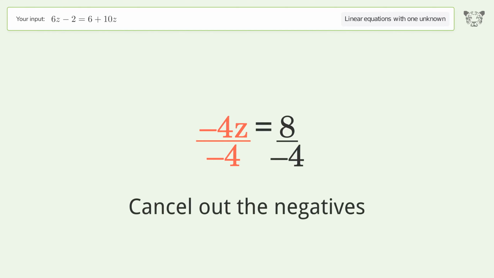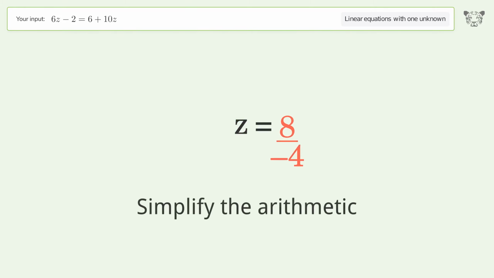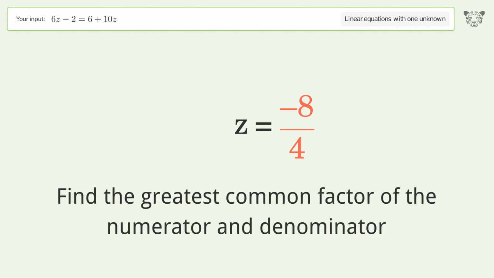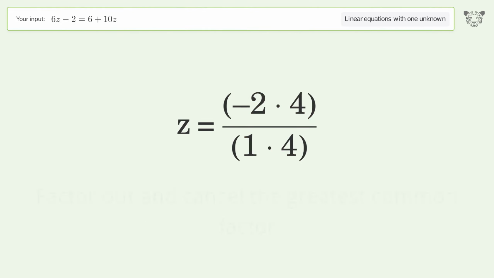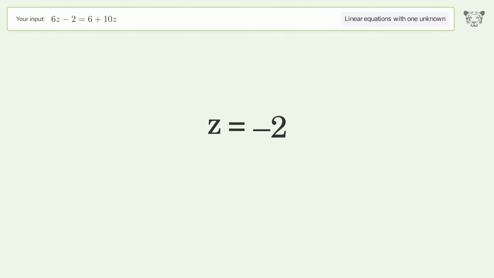Cancel out the negatives. Simplify the fraction. Simplify the arithmetic. Find the greatest common factor of the numerator and denominator. Factor out and cancel the greatest common factor. And so the final result is z equals -2.